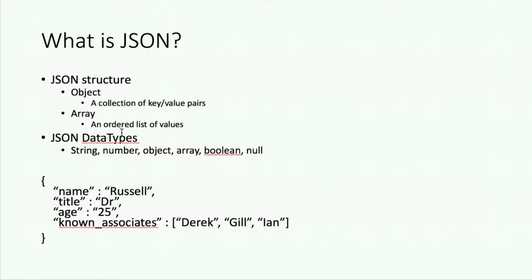So we've got JSON. You've got different data types with JSON: string, number, object, array, true, false, and null. And here's an example down here, but forget these quotes, it's just PowerPoint doing that. So we've got name, Russell, title, doctor, age 25, I wish, and known associates. We have an array, so we have Derek, Gillian, and Ian. So that's a simple example of what JavaScript object notation is.